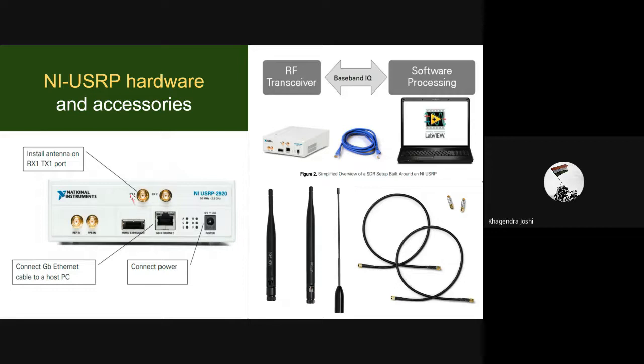So here you can see RX1 and RX2. So two different receivers are there, and TX1. So we have only one transmitter port. So suppose you want to transmit, right? Then definitely you have to design a transmitter code separately and a receiver code separately.